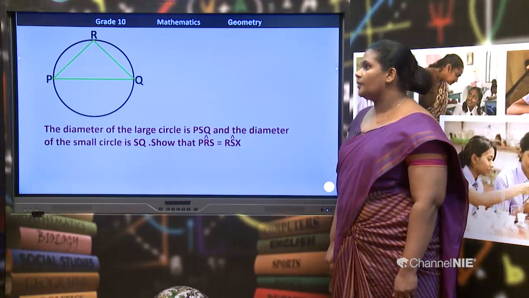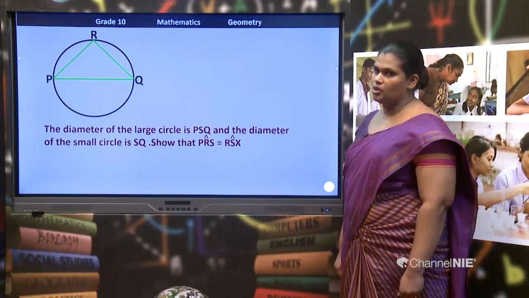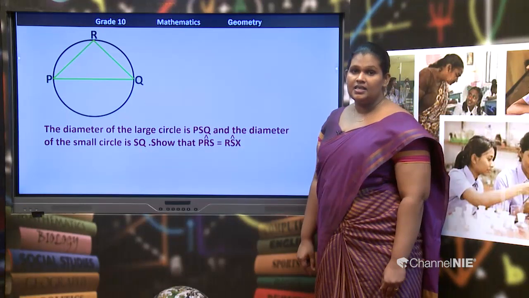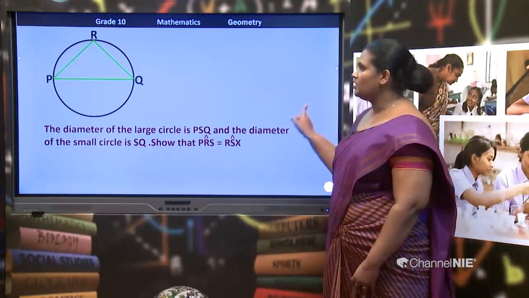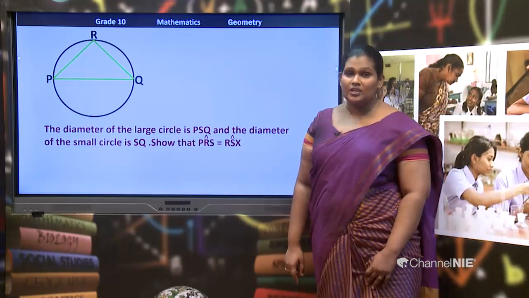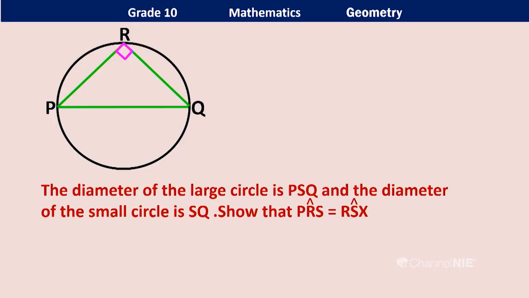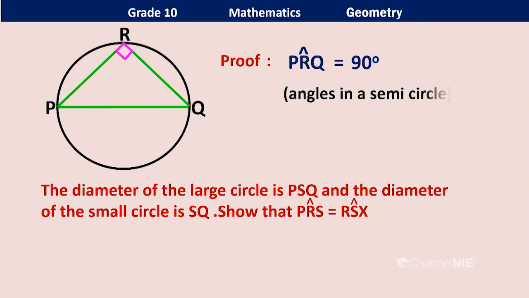Therefore, we can say angle PRQ is an angle in a semicircle. Previously we have learned that the magnitude of the angle in a semicircle is equal to 90 degrees. So, we can use that knowledge here to prove. We can write the proof as angle PRQ is equal to 90 degrees. We have to write the reason, angles in a semicircle.